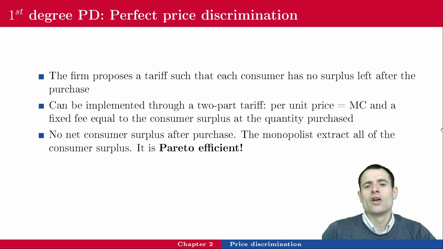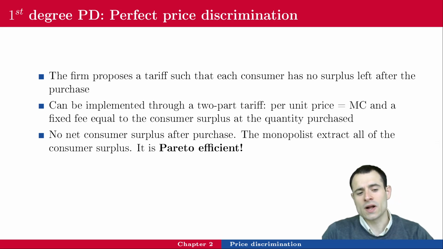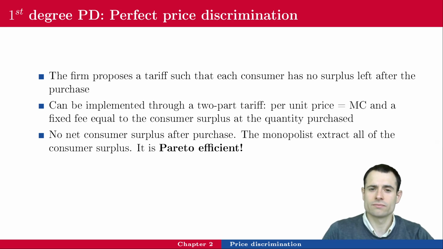Then, the firm will impose a fixed fee equal to the consumer surplus that consumers derive from that quantity. This way, consumers are left with no net surplus after the purchase. So the monopolist is able to extract all of the consumer surplus.